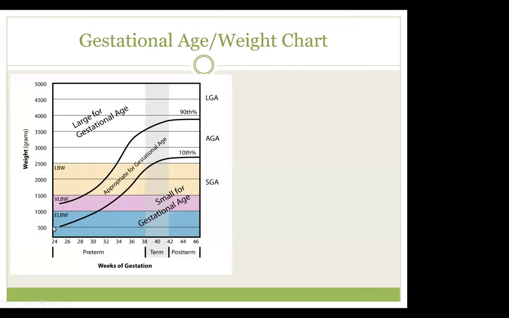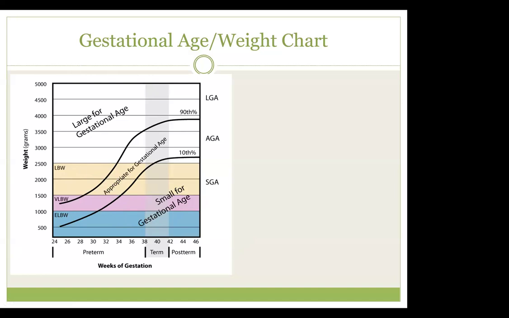So any baby, along here we have gestational age, 24 weeks to 46 weeks. I'm telling you, if I went to 46 weeks, that would be 6 weeks overdue. That would be horrific. And all my kids were overdue, all of them were. Large for gestational age is up in this area. Appropriate for gestational age falls right in the middle of the two lines. Small for gestational age falls below the line.